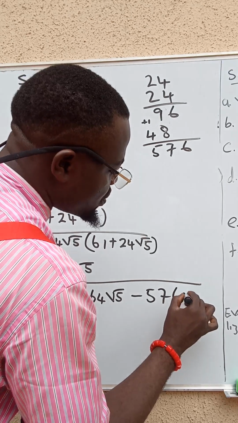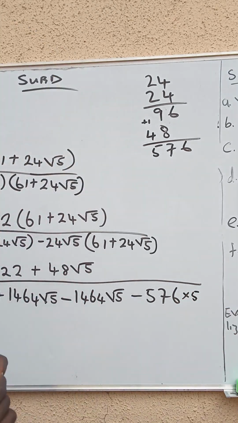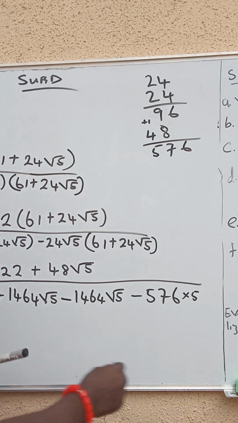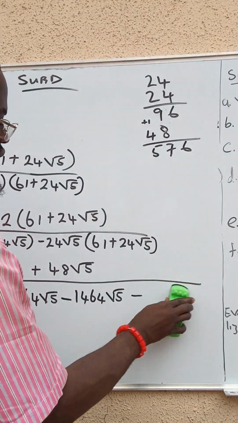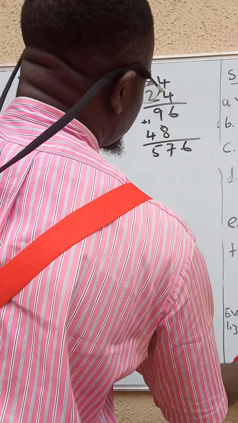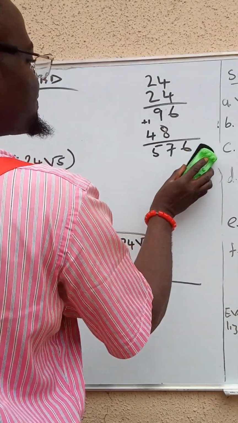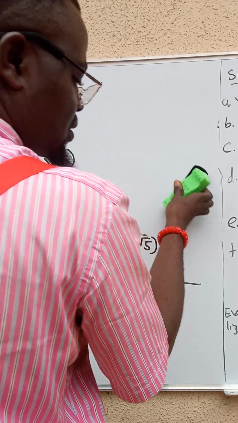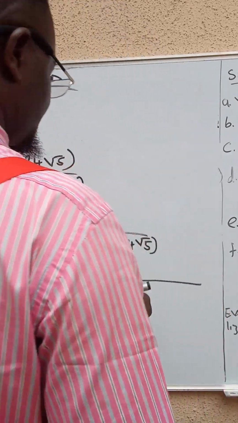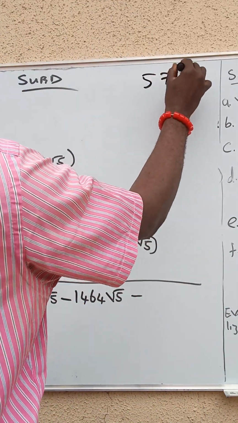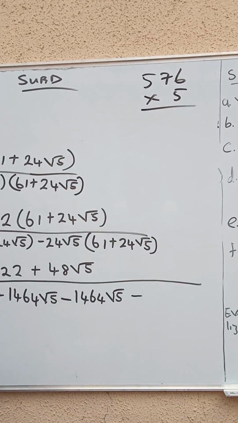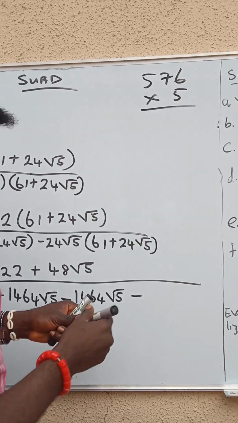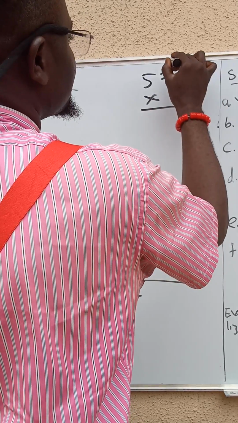So this will be what? Multiplied by 5. But we can just write the whole thing out so that we'll not go to another line again. Let us do all of them once and for all. We have gotten minus 576 multiplied by 5. 576 multiplied by what? 5. There's no need of us going to another line. So 5 times 6 is what? 30. 0, carry 3.